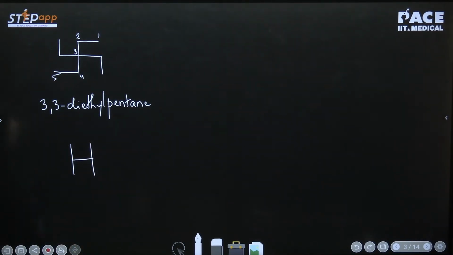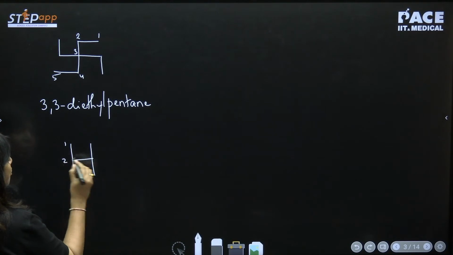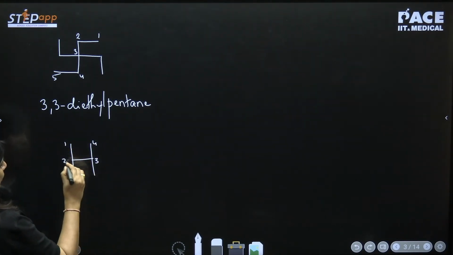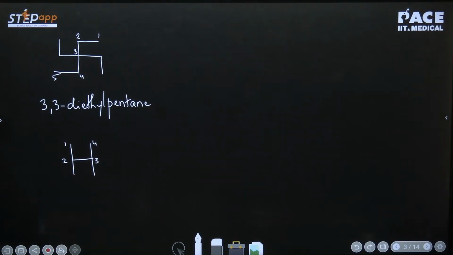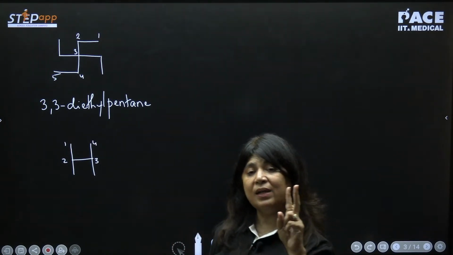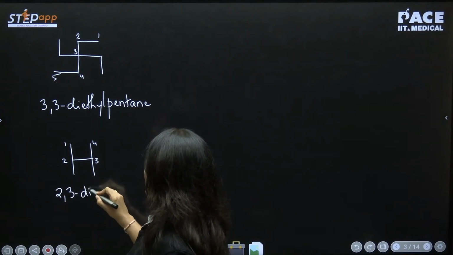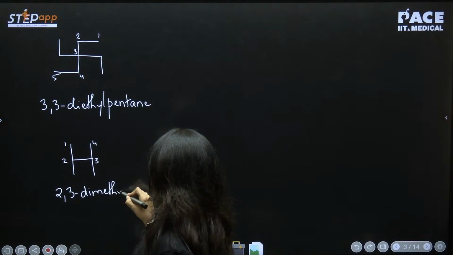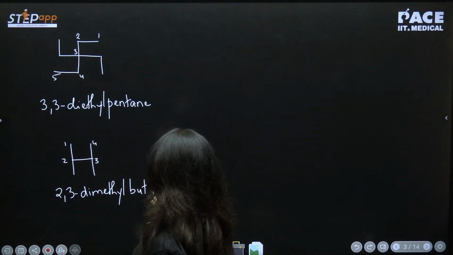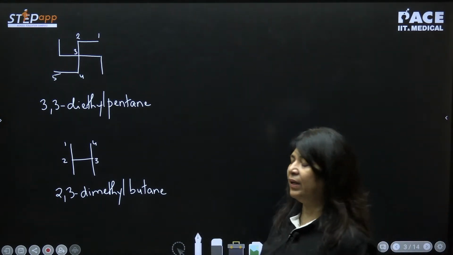Let's see the name of this compound. Parent chain, you could take 1, 2, 3, 4. 4 carbon atoms, so it's butane. On the second and third carbon, I have 2 branches, each of 1 carbon. So it's going to be methyl. Since it is repeated twice, it's going to be dimethyl. So 2, 3 dimethyl butane. 2, 3 dimethyl butane.